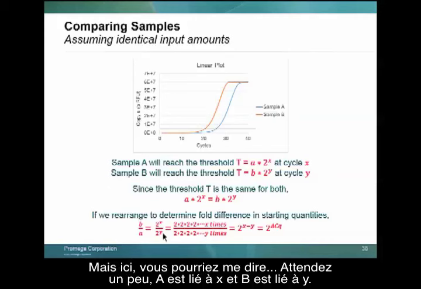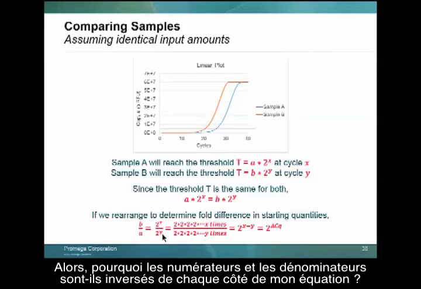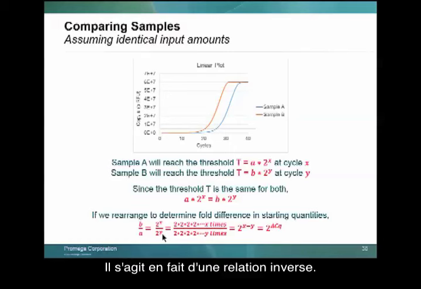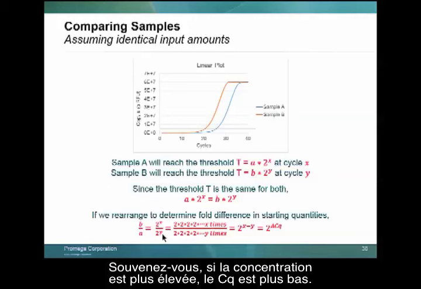And here you might say, wait a minute. A is related to x and B is related to y. So why do I have this flip-flop of numerator and denominator between the two sides of my equation? But that relates to the inverse relationship. So remember, if I have higher concentration, I'm going to have a lower Cq for that.